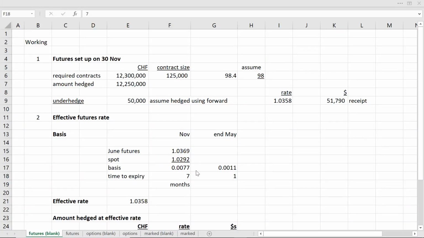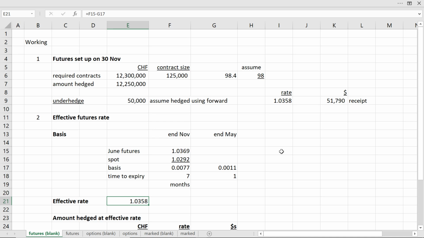And the basis of 0.0077 exists because of the difference in timing between the end of November, which is where we are now, and the end of the June contract, which is in 7 months' time. Now, by the end of May, I've only got 1 month until the end of the June future contract, and so only 1/7 of that basis will remain. And once I've got that closing basis figure, I can calculate my effective rate.